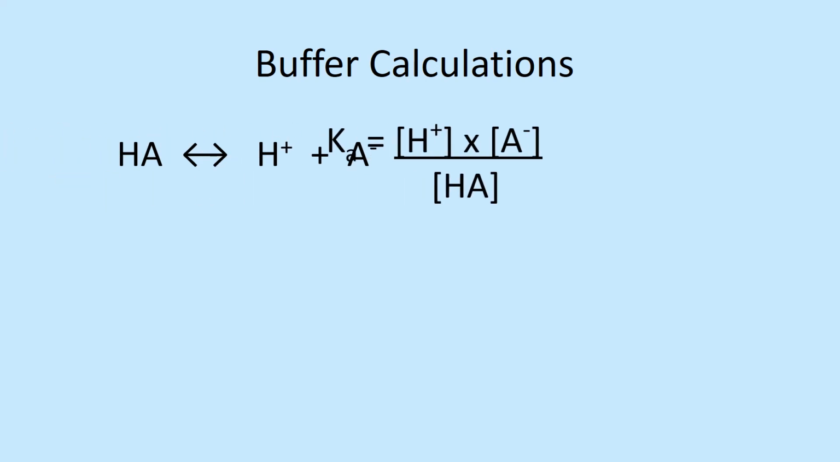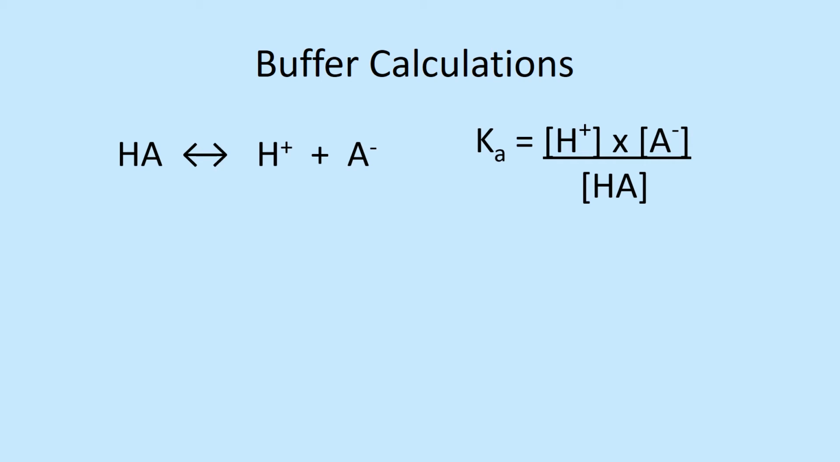So now, how are we going to do buffer calculations? Let's derive the equations used for buffer calculations. We'll start out with the dissociation equation for a weak acid. And notice then the Ka, the equilibrium constant for that, is H+ times A- over HA.